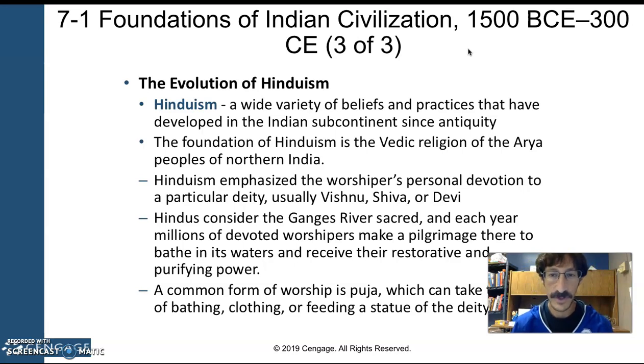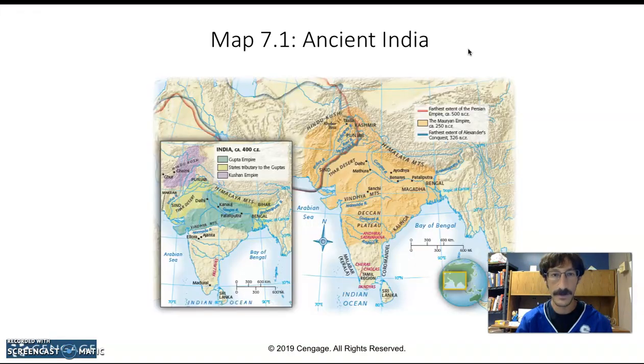Hinduism emphasizes worshippers' personal devotion to a particular deity, and we'll talk more about that. The Ganges River has become the main symbol of Hinduism. It is very sacred, and each year people make pilgrimages, much like pilgrimages to other holy sites, to Mecca in Islam, or to areas of the Buddhist life within Buddhism. Pilgrimages continue within Hinduism, and one big location is the Ganges River, to bathe in its waters and receive its considered restorative and purifying power. The river also provides other resources, such as water and power. Worship also happens with the puja, which takes the form of bathing, clothing, or feeding a statue of the deity, because it represents the deity's life on earth.